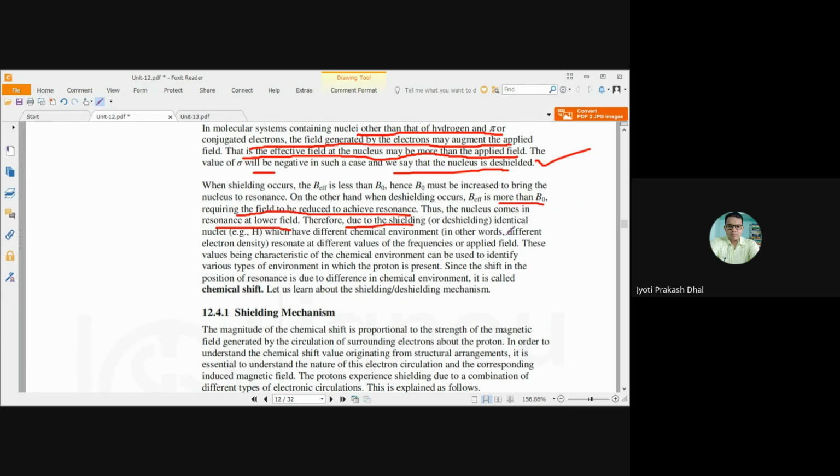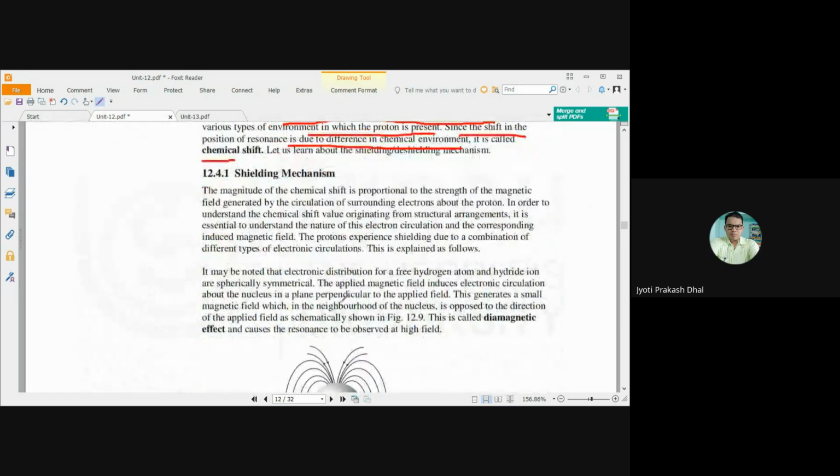Therefore, due to shielding or de-shielding, identical nuclei which have different chemical environments, in other words with different electron density, resonate at different values of frequency or applied field. So these values bring the characteristics of the chemical environment and can be used to identify various types of environment in which the proton is present. Since the shift in the position of the resonance is due to the difference in chemical environment, it is called chemical shift. Now let us first learn the shielding and de-shielding mechanism.